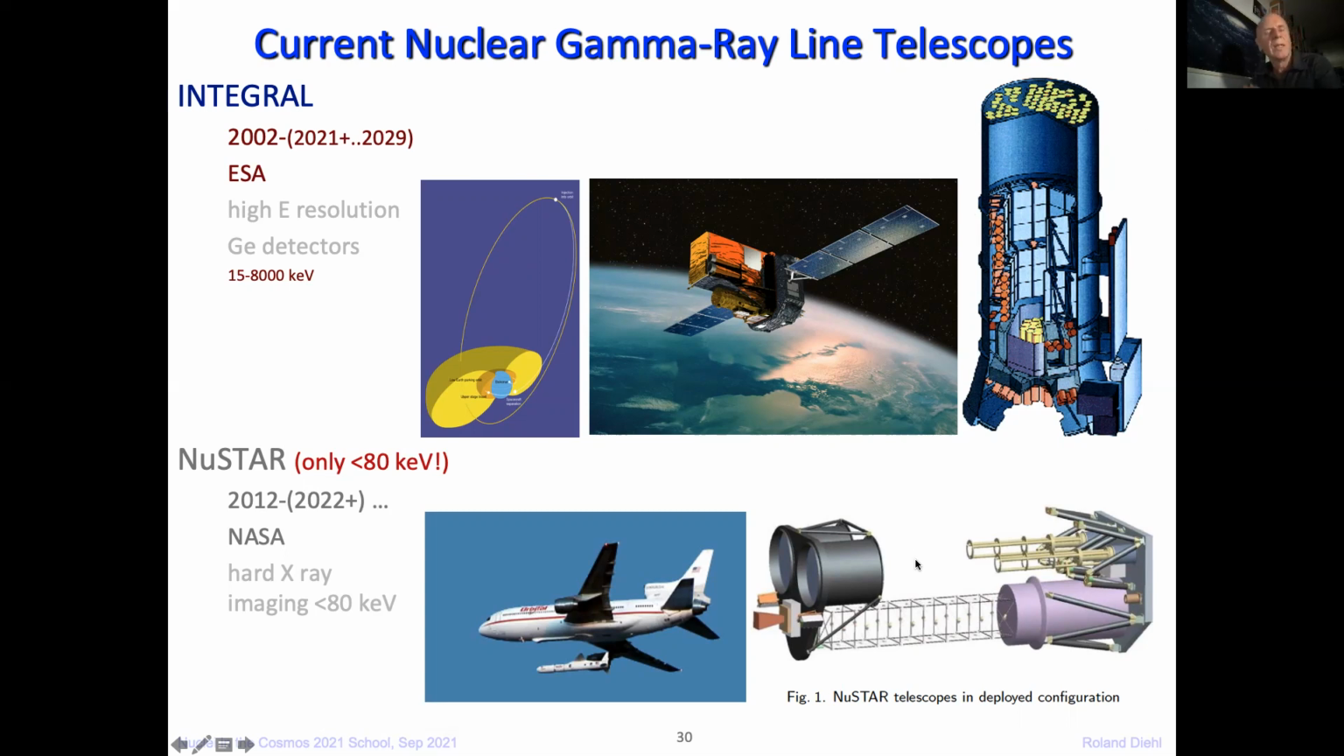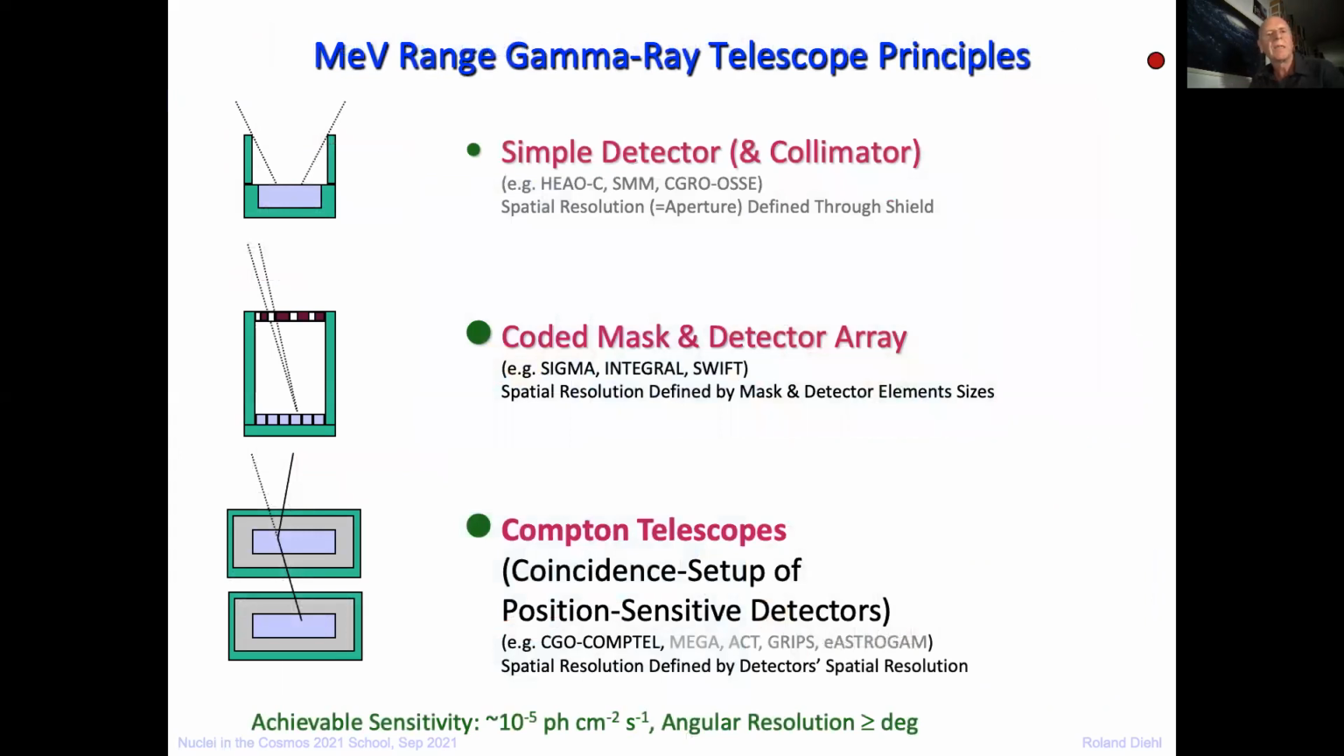So those are the two spacecraft that are in operation, and you see these telescopes have to be operated in space because the atmosphere is not transparent to those high energy X and gamma rays. The basic principles for telescopes in the MeV energy range are indicated here. You can have a very simple, basically a pinhole camera or a collection instrument that basically only defines an aperture and collects radiation in a detector that can be a scintillation detector.